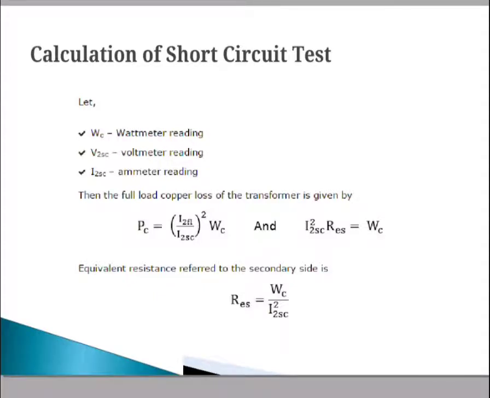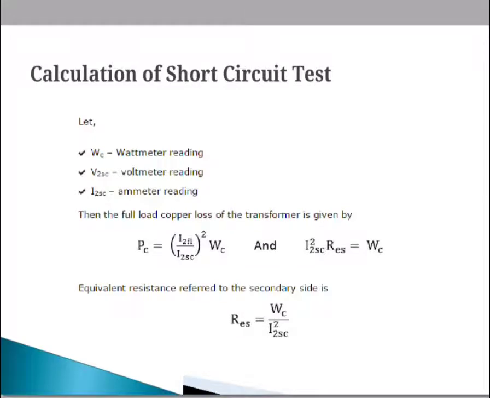Then the full load copper loss of the transformer is given by the equation PC is equal to (I2FL divided by I2SC) whole square into WC. WC is the wattmeter reading, I2FL is the full load current on the secondary side, and I2SC means the short circuit current on the secondary side. And see the second equation, I2SC square into REC is equal to WSC. This is how you find the wattmeter reading.